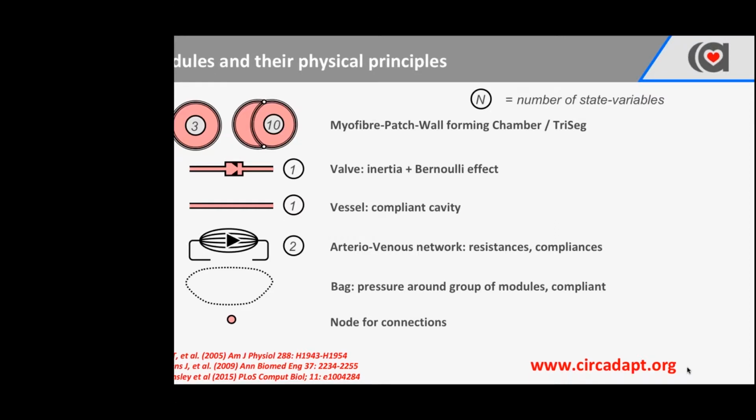Now, the modules that we use are various ones. You can see the various elements of the cardiovascular system, from chambers, which is here the TriSeg model for the left and the right ventricle, and here this one for the atria. In the circles, the numbers relate to the number of state variables that are involved with these modules itself.